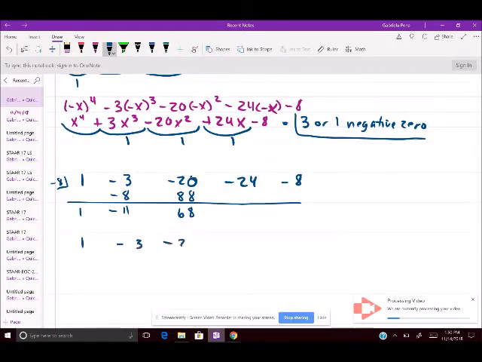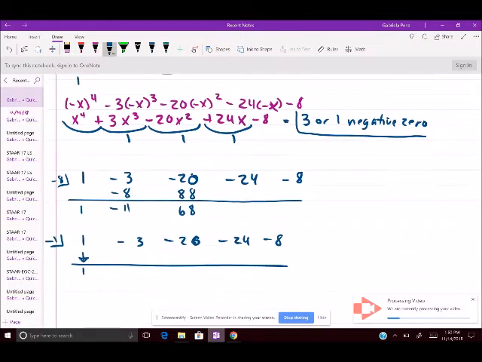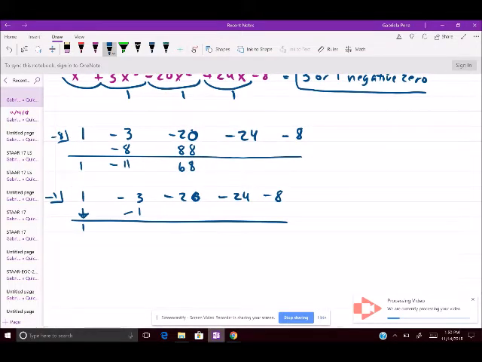1, -3, -20, -24, and a -8. Which one are we trying? -1. Okay, so we bring down the first one. This becomes a 1, -1, and this is a -1. -4. This is a positive 4. This is a 16. This is a -16. -16 and -1 is a positive 16. This is an 8, -8. And then this becomes a positive 8, and that's a 0. So -1 is one of your negative answers. Perfect. Can we try another one?